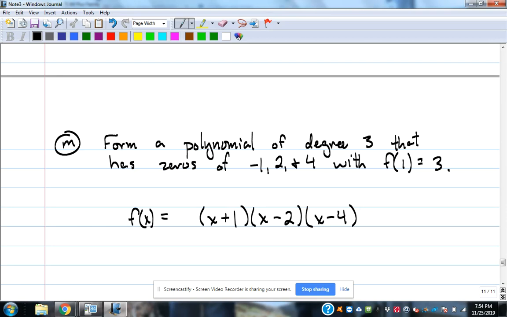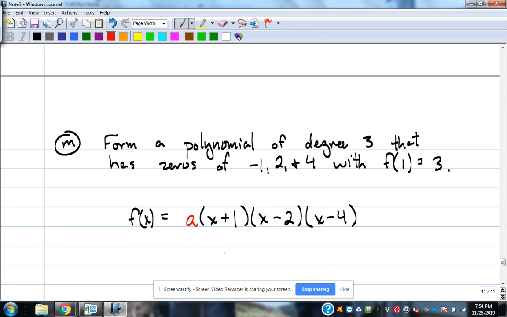And what does this 3 represent? The 1 is the what? X, and the 3 is the Y. Okay, so this is an ordered pair here. Okay? Here's where that comes in.